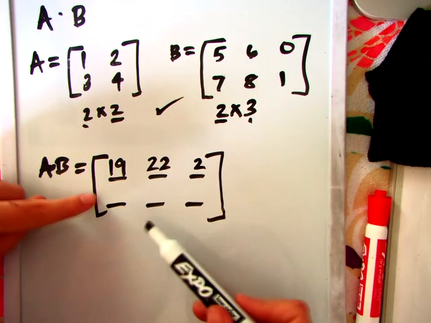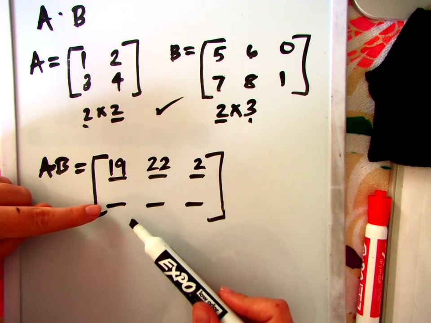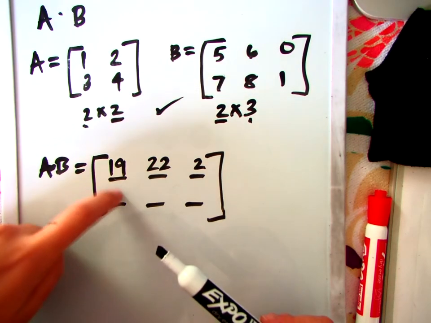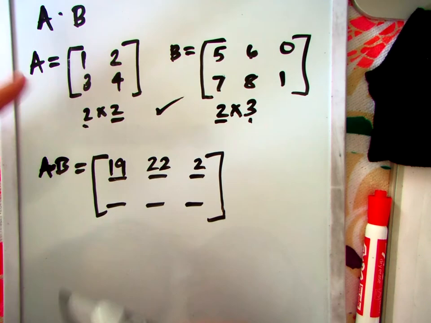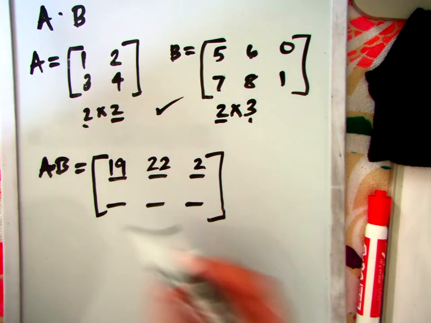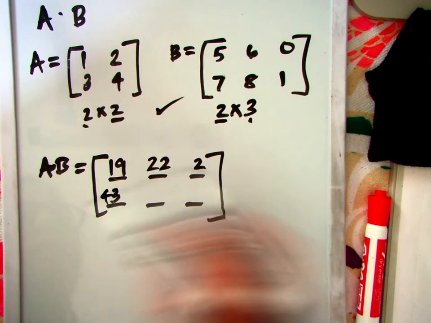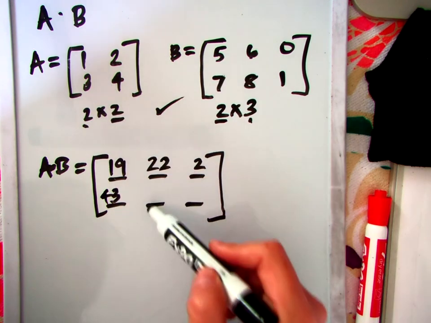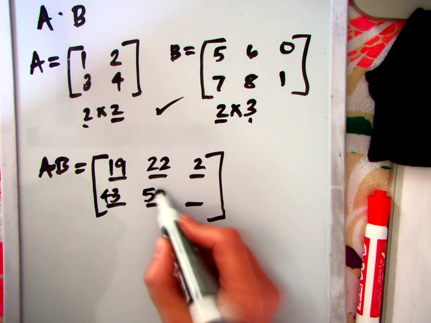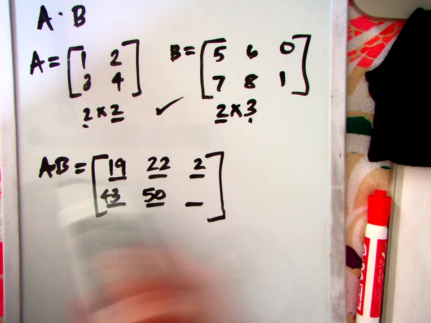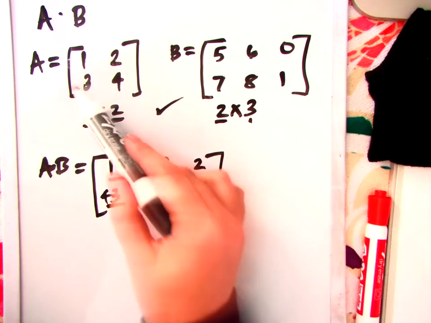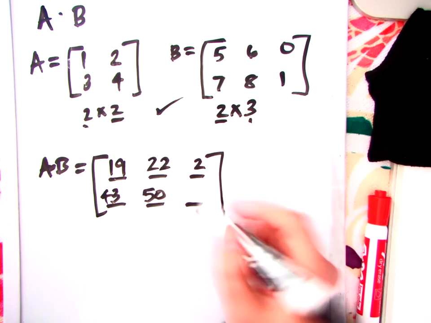Now I'm ready to start finding my inner products for the second row. Second row, first column goes here. Again, 3 times 5 plus 4 times 7, and we know that was 43. Now I'm moving to second row, second column, 3 times 6, 4 times 8, add those together. What do we get? We still get 50. Now I still have a second row, third column spot left. Second row, third column, 3 times 0 plus 4 times 1.